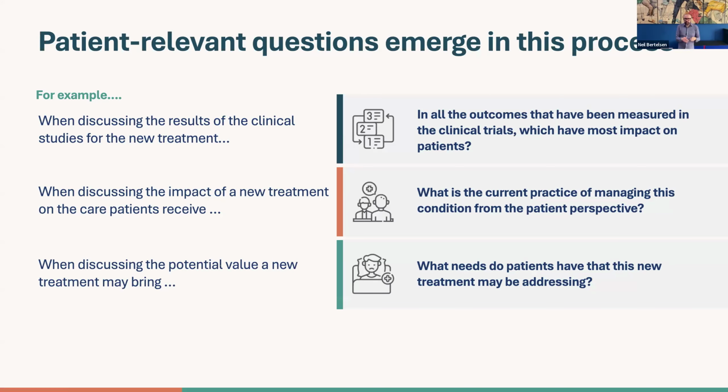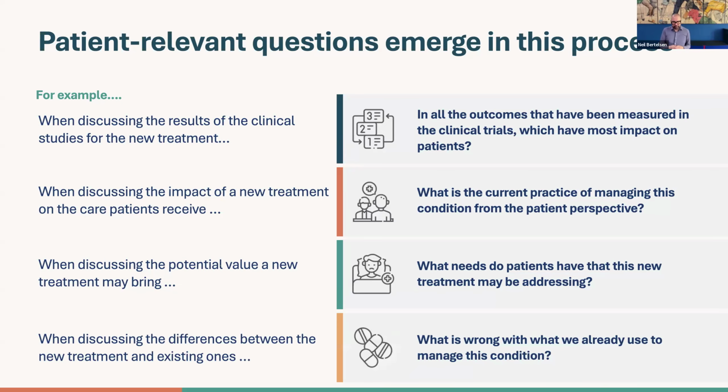When discussing the value a new treatment may bring, they need to understand, okay, what needs do we still have as patients, as a community, in this case with Parkinson's, what needs do we have that this new treatment may be addressing? They want to understand what's the shape of that hole that's missing and how much of that hole is going to be met by this new treatment.